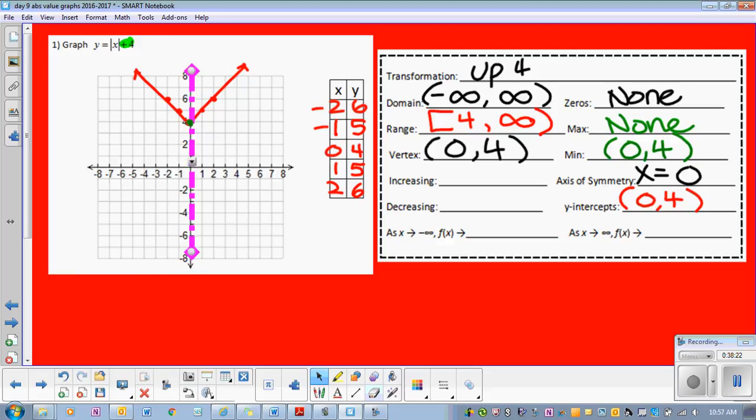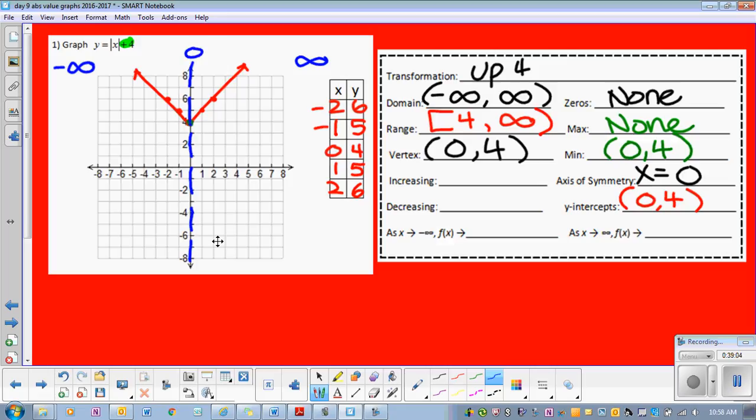All right, so let's see, what else? What else do you want to do now? Increasing and decreasing? Okay. So, I have an arrow on the left. Where's that going? Negative infinity. I have an arrow on the right. Where's that going? Infinity. Where's your axis of symmetry? X equals 0, right? Because look, that's where this graph changes direction, right here. So I'm going to draw a line through. That's my axis of symmetry, right? And that's at x equals 0, right?